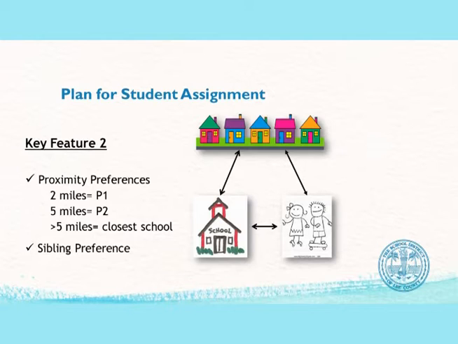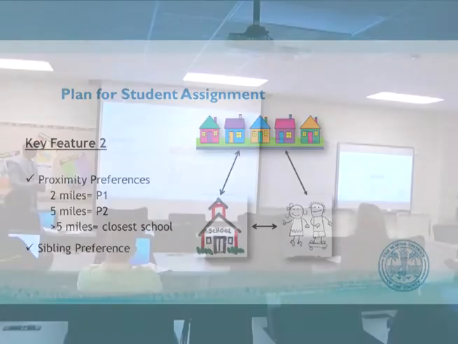There's also a P2, which means if you live between 2 and 5, you also enjoy a preference. It's not as strong as the P1, but it's still a preference. Again, our attempt as a school district to ensure that kids that live closest to the school have the ability to be assigned to that school.